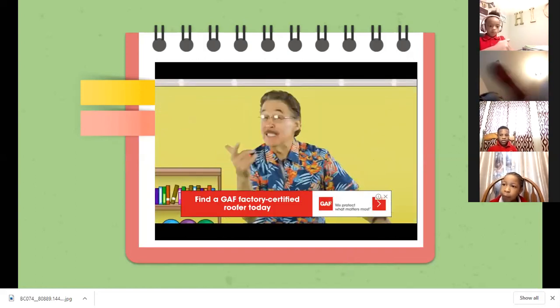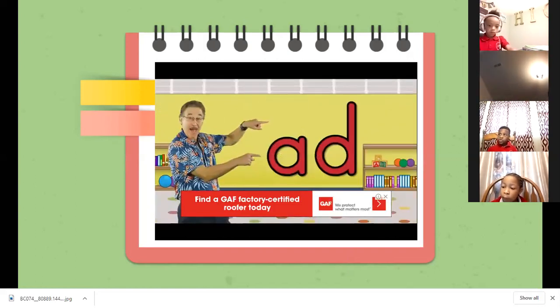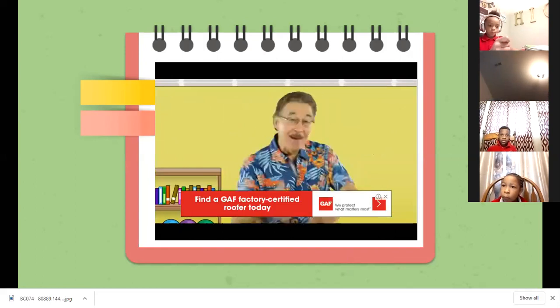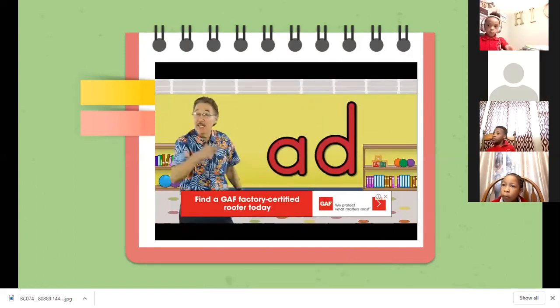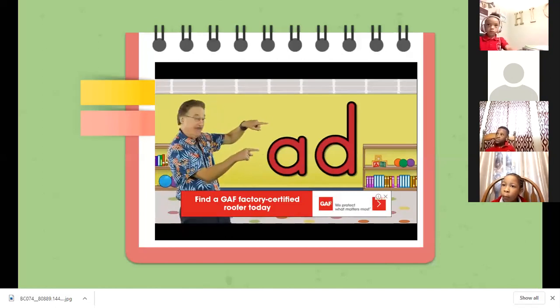We learn lots of words in the add family. When you learn them, they can help you write and read. It's fun learning words in the add family.